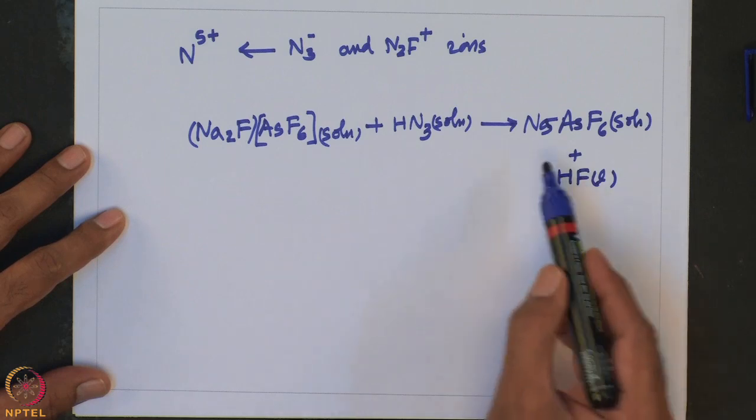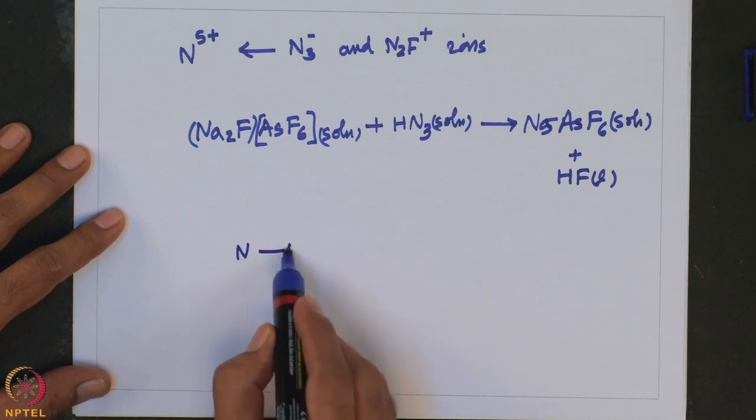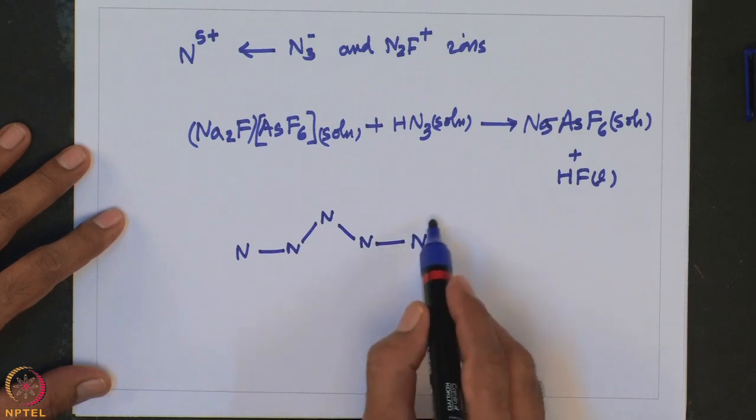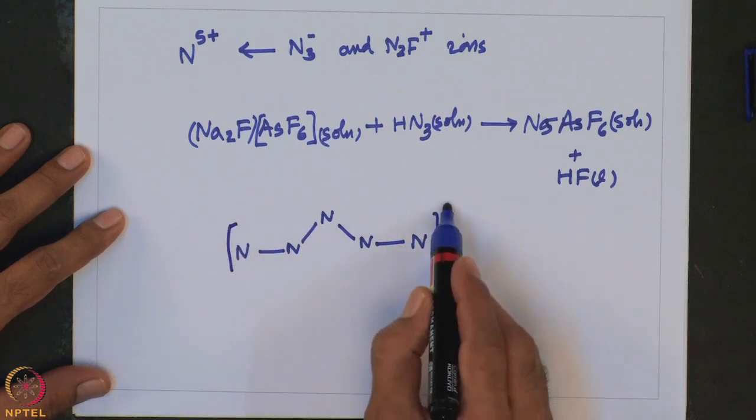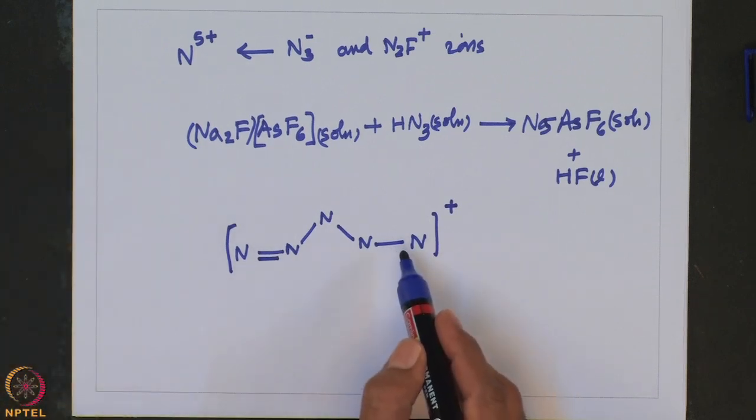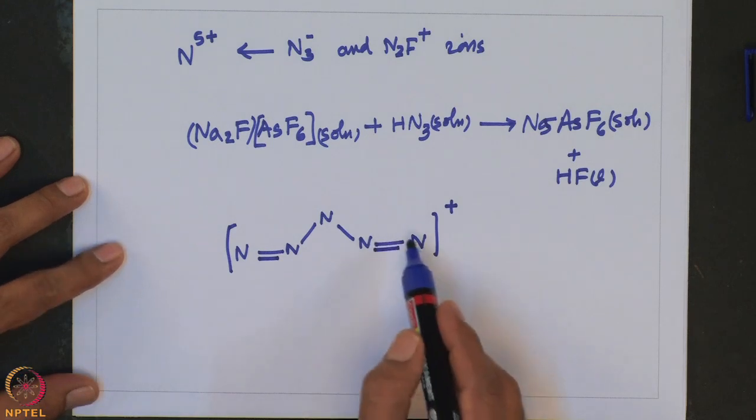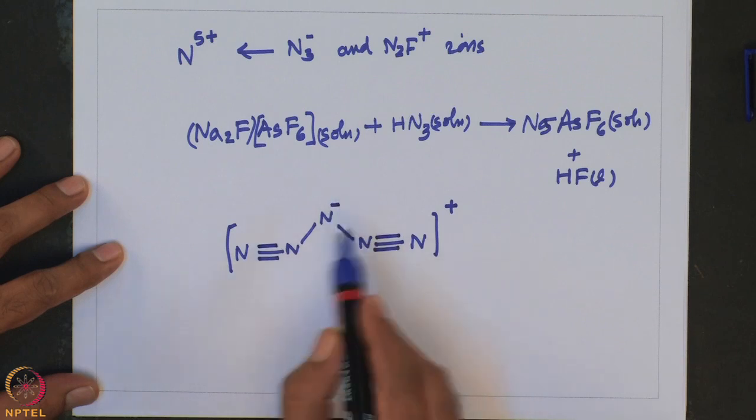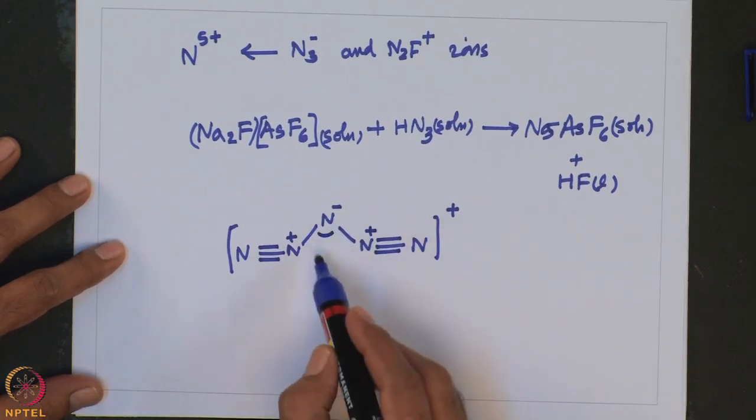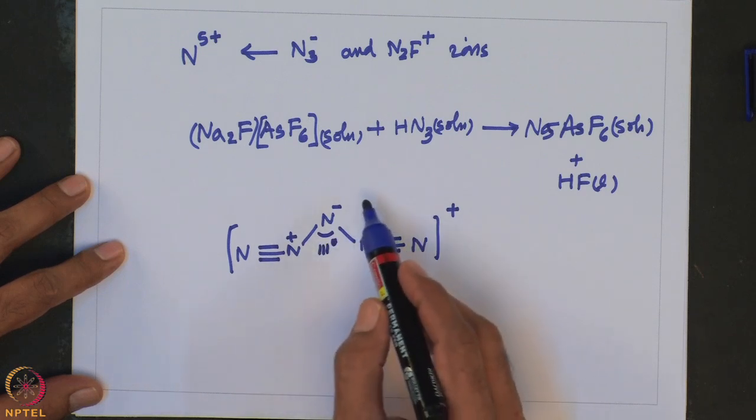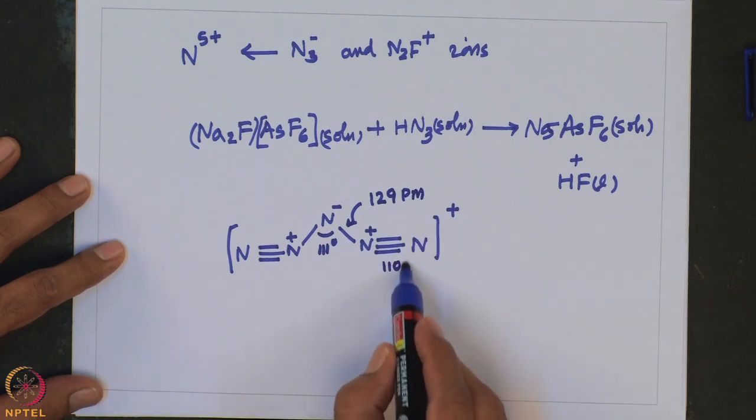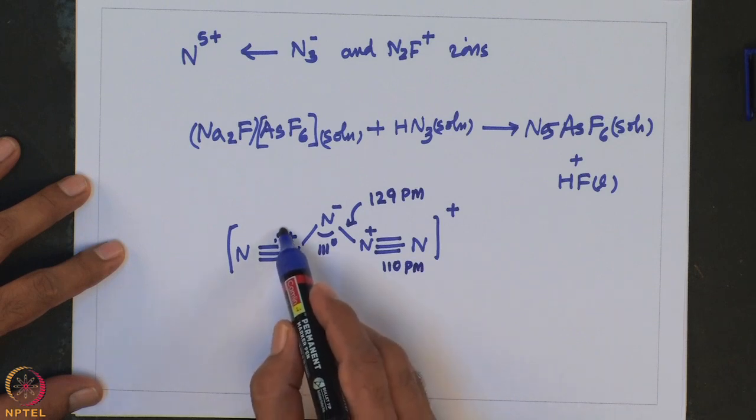Okay. You may be surprised to know the structure of N5 plus. This is how it looks like. So, overall charge will be plus here, and here this angle is 111 degree and this distance is 129 picometer and this is 110 picometer, and whereas this angle is 166 degree.